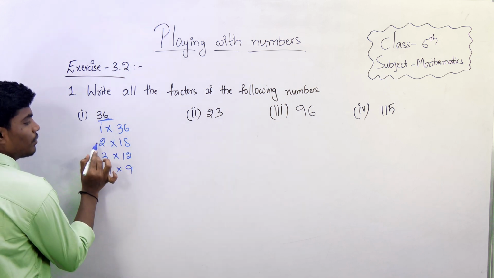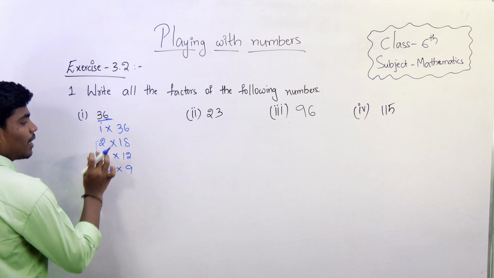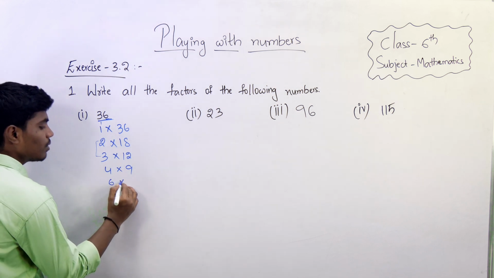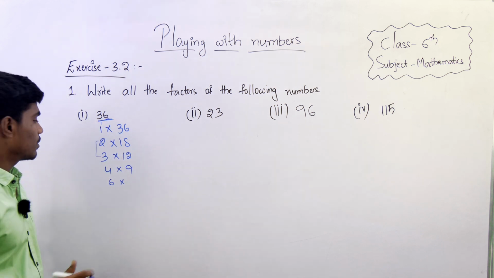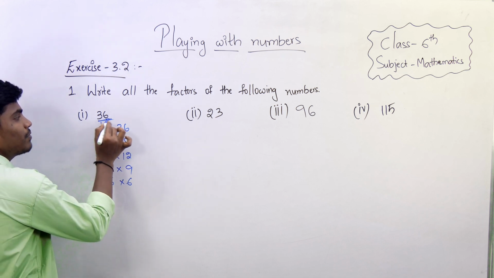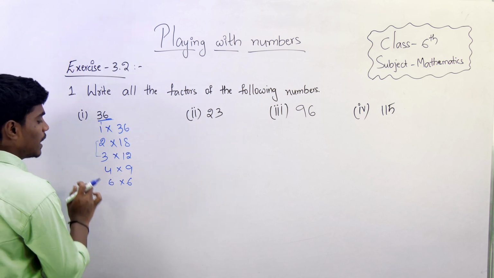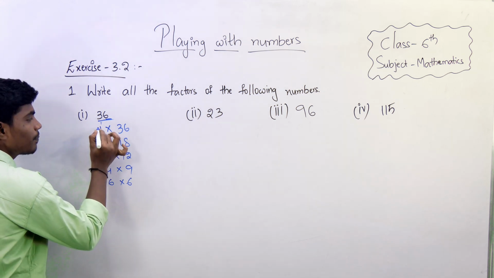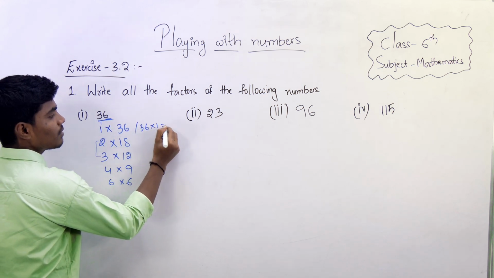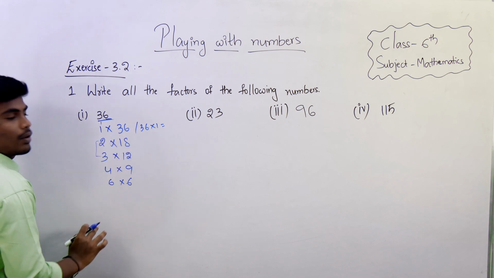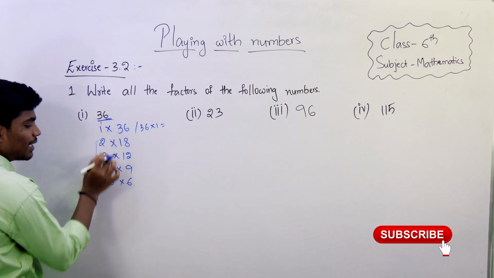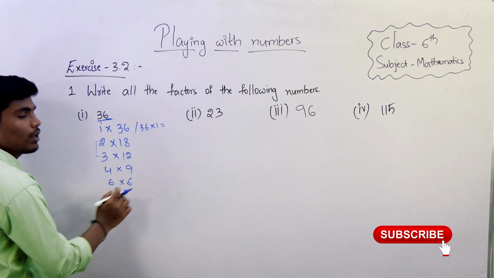Now if you observe, 2 and 3 divide 36 exactly, so 6 also divides 36 exactly. So 6 sixes are 36. Here 5 is missing. See, in ones place we have 6, so it is not divisible by 5. Here if you observe, 1 times 36 is 36 and 36 times 1 is also 36. Here the order of multiplication is changed but the result is the same. So the left side ones are factors and the right side ones are also factors.